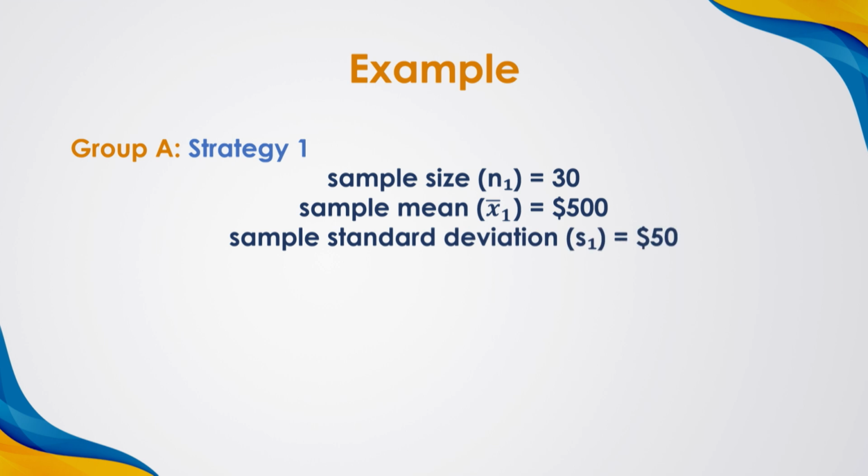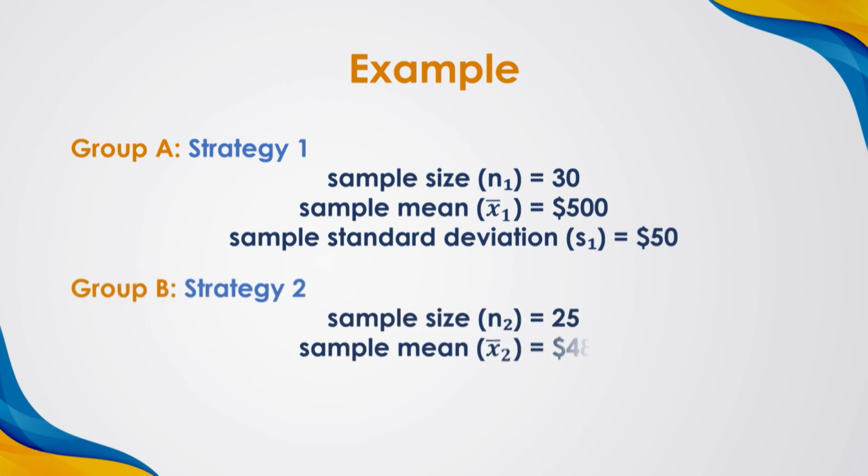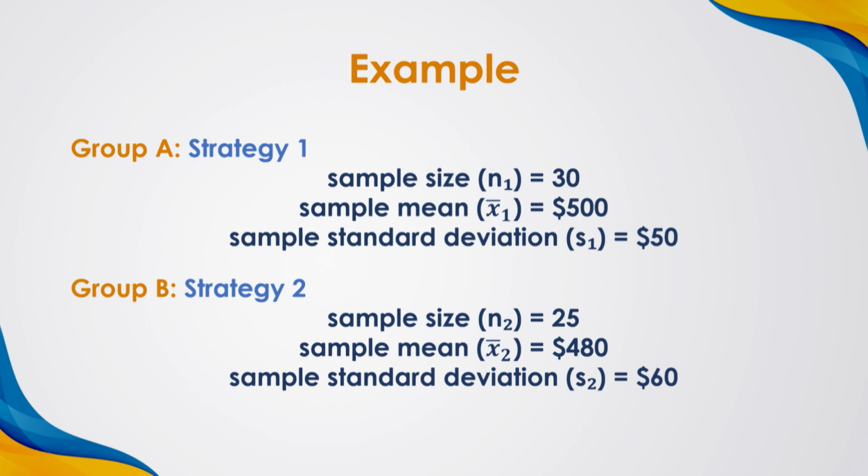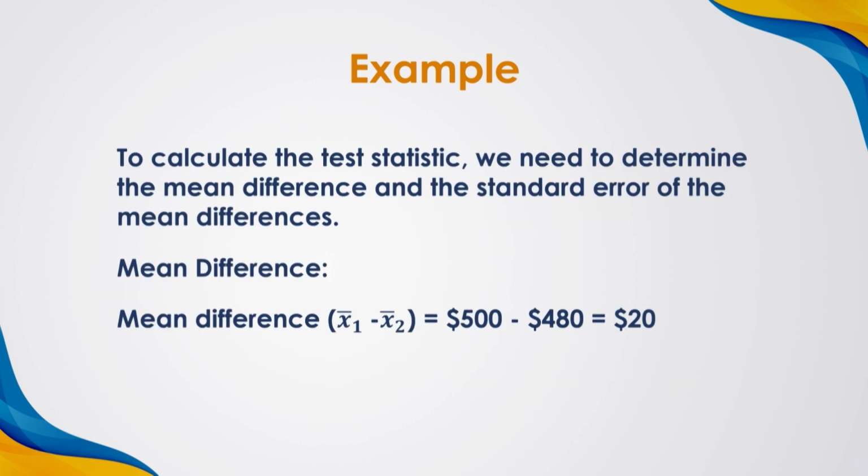Group A, strategy 1. We have the following information: sample size n1 is equal to 30, x1 bar is equal to 500 and sample standard deviation s1 is 50. For strategy 2, group B, the sample information is: sample size n2 is 25, sample mean x2 bar is 480 and sample standard deviation s2 is equal to 60. So, based on the above information, to calculate the test statistic, we need to determine the mean difference and the standard error of the mean differences.